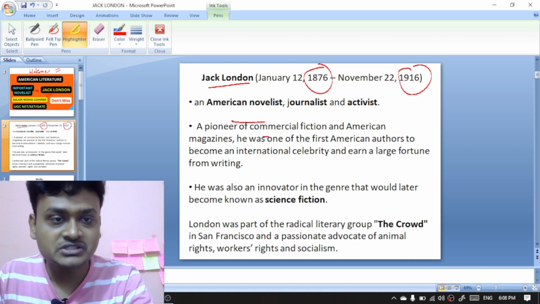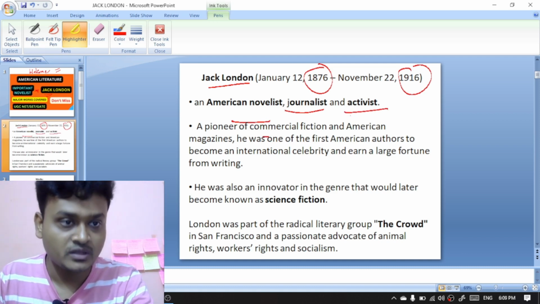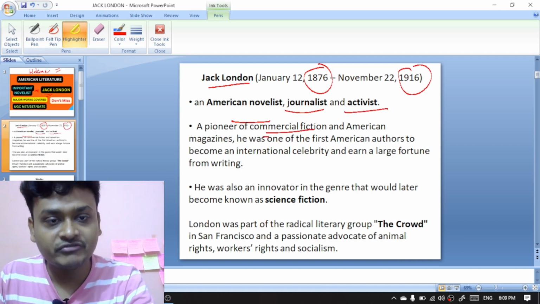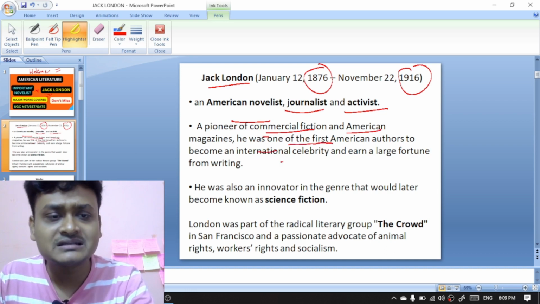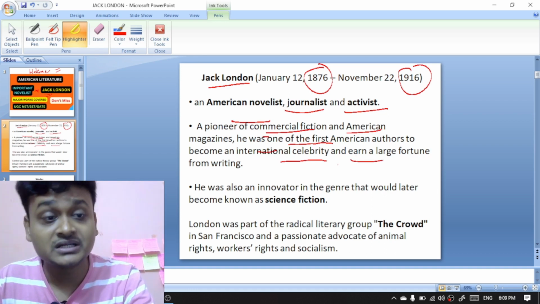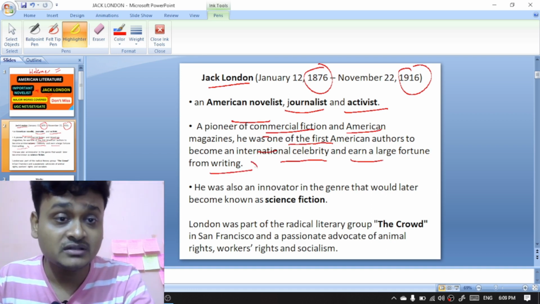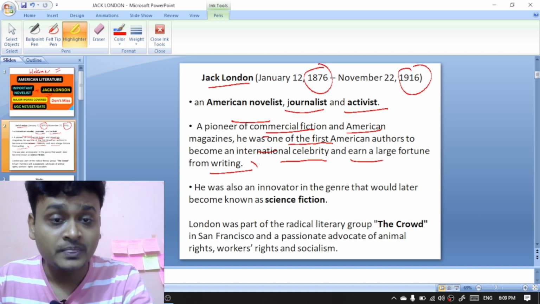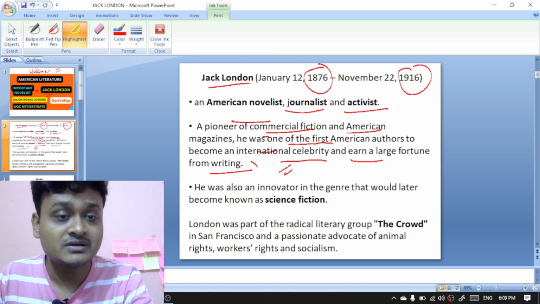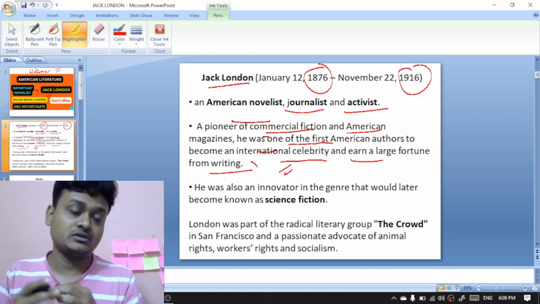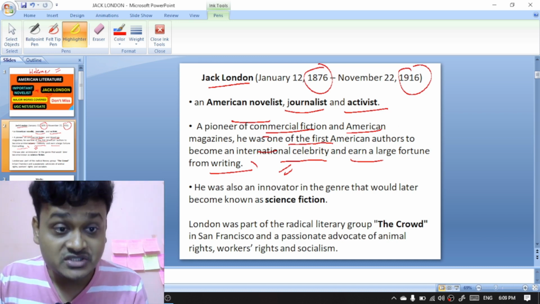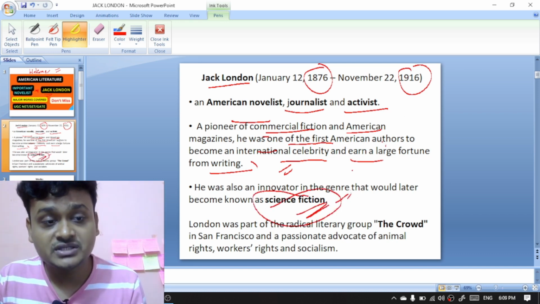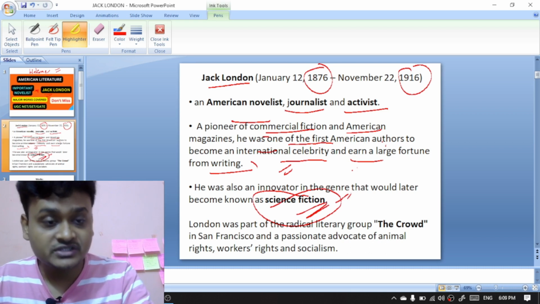He was an American novelist, journalist, and activist, and a pioneer of commercial fiction and American magazines. He was one of the first American authors to become an international celebrity, and he started to earn a large fortune from writing. He was also an innovator in the genre that would later become known as science fiction.